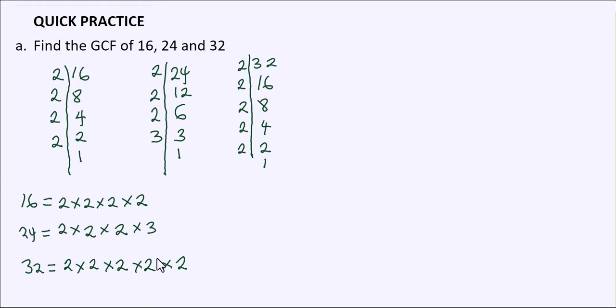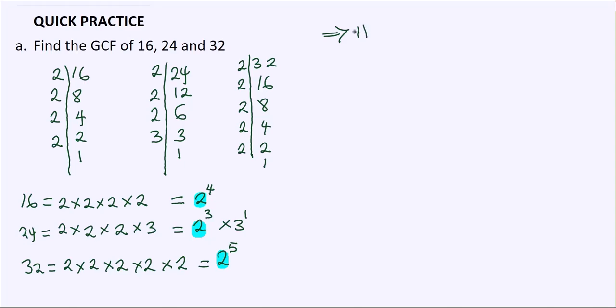Now we are done expressing these values as a product of their prime factors. Let's index now. This is 2 raised to power 4. Here we'll have 2 raised to power 3 multiplied by 3 raised to power 1. Here we'll have 2 raised to power 5. I believe at this very point, you can see the common values here are 2, 2, and 2. So which means we cannot include 3. So what do we do? We have to work with the least common index.